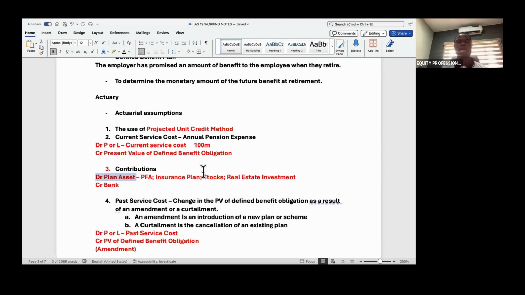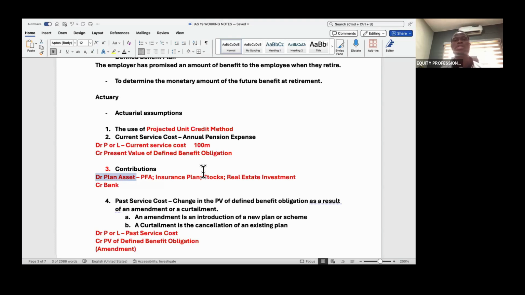Then the next one is the past service cost. I told you last week that past service cost is the change in the PV of defined benefit obligation as a result of an amendment or a curtailment. I told you an amendment is the introduction of a new plan or scheme, while a curtailment is the cancellation of existing plans, depending on what is happening to the company.